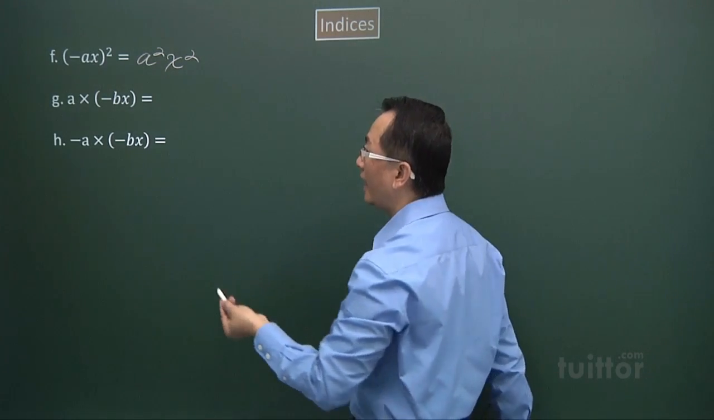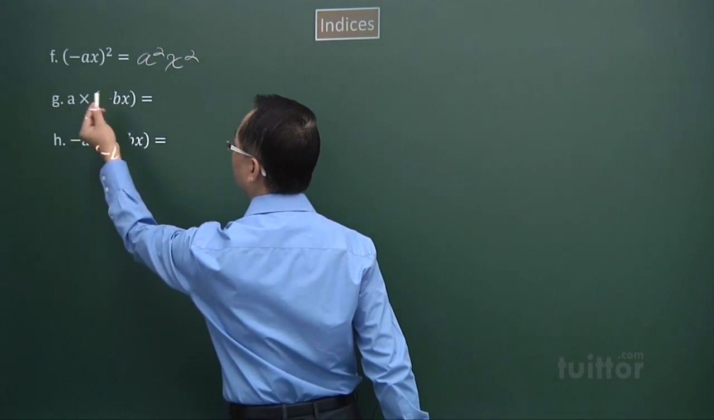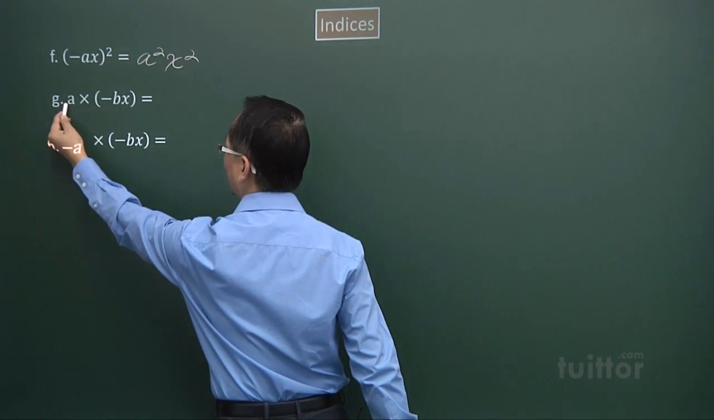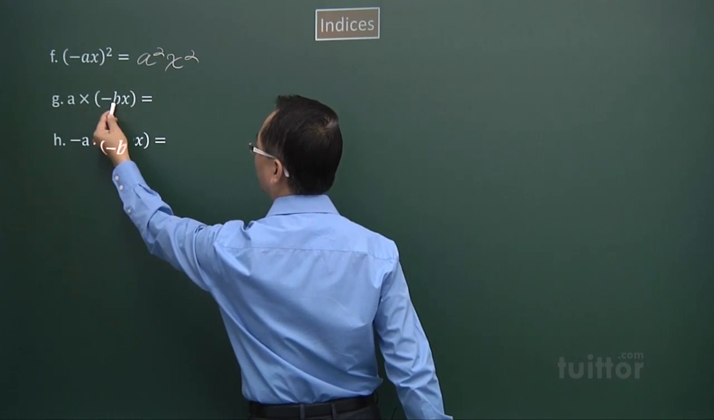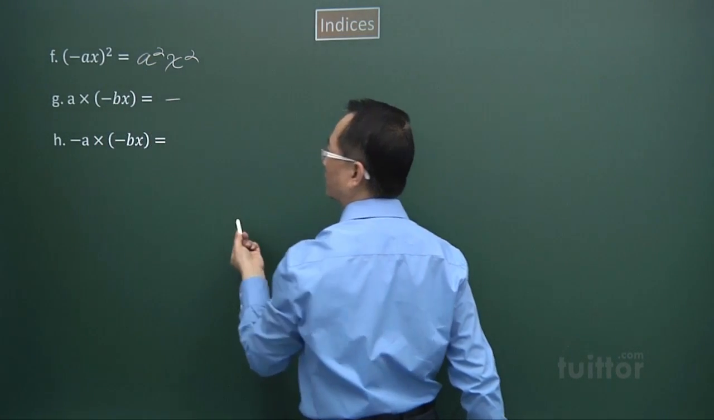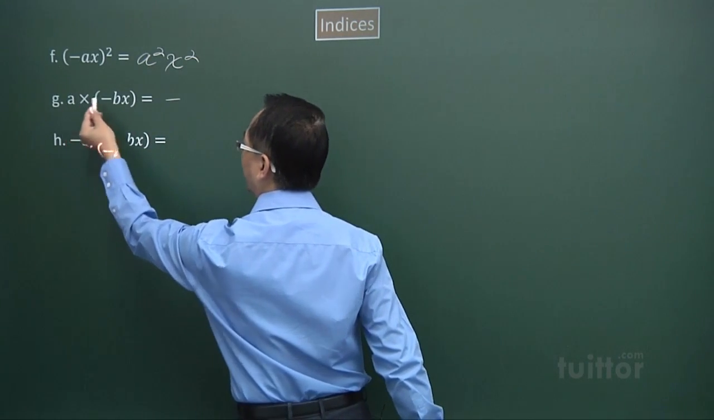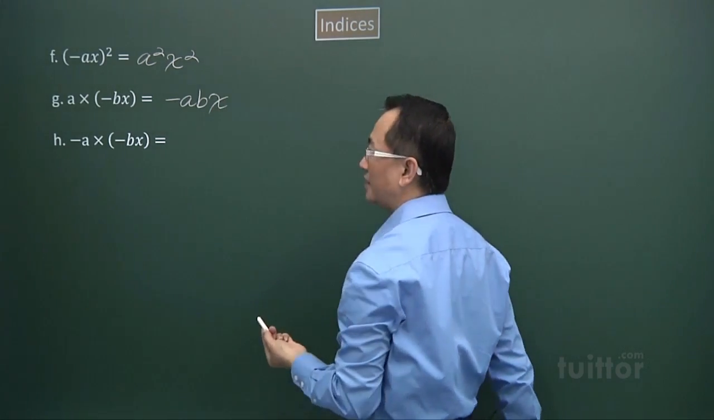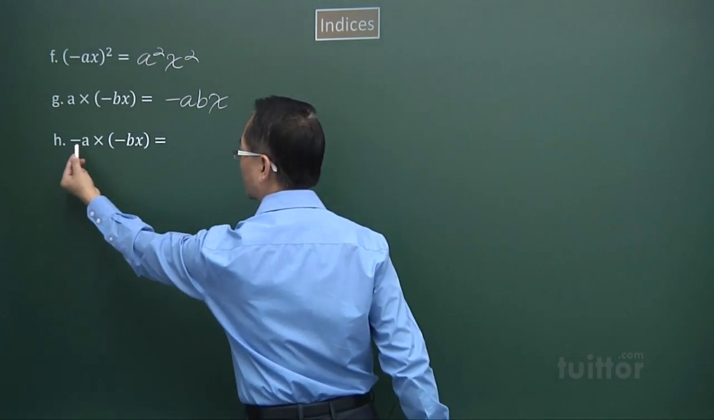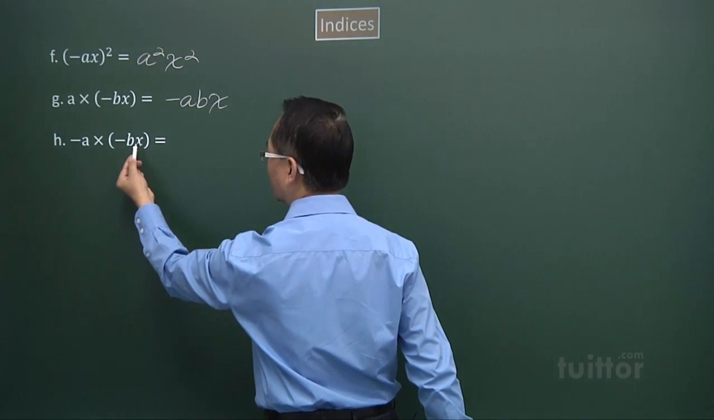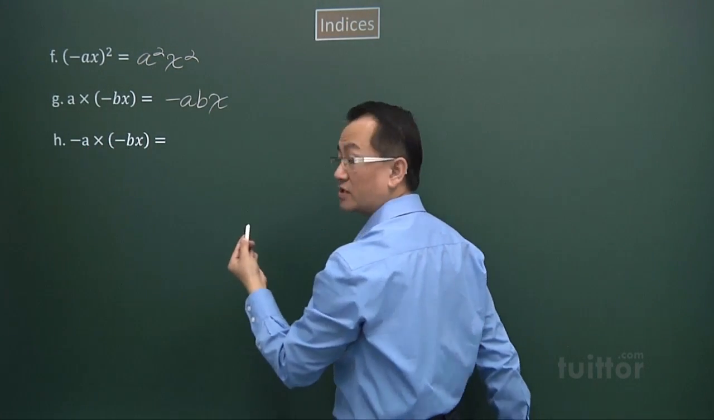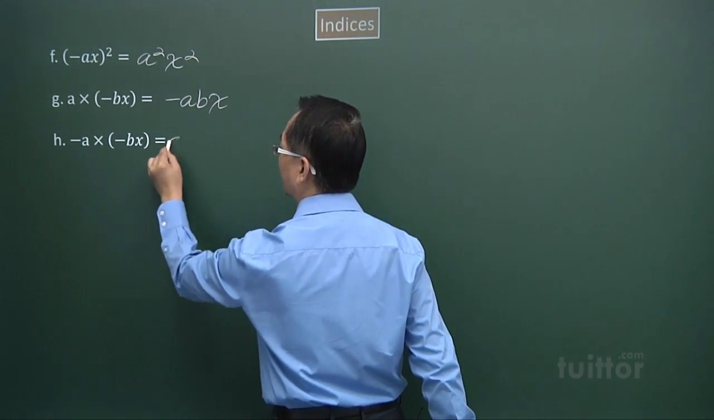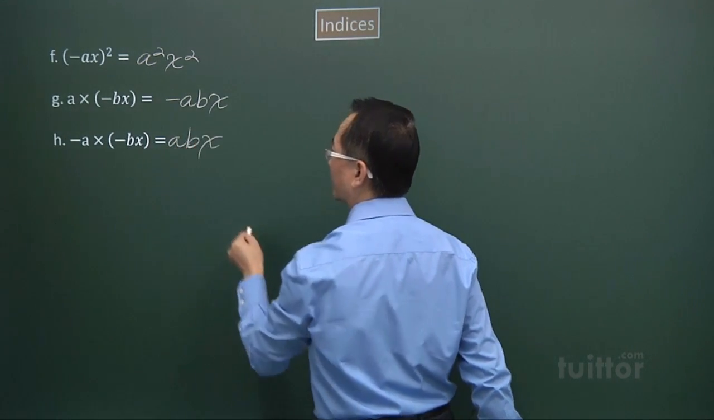For G, I have a times negative bx. I have a positive expression multiplied to a negative expression. I have a negative expression. Then a times bx. So a bx. Next, I have a negative expression multiplied to a negative expression. I will have a positive expression. So the result then would be a times bx.